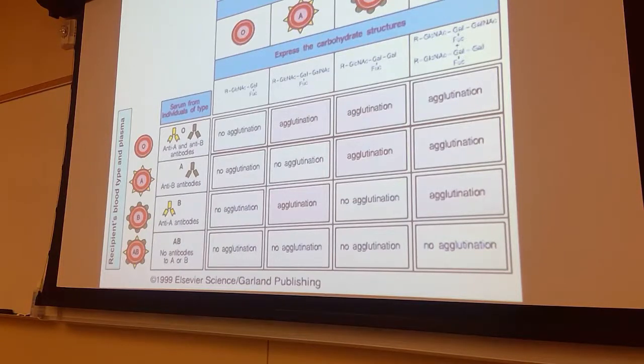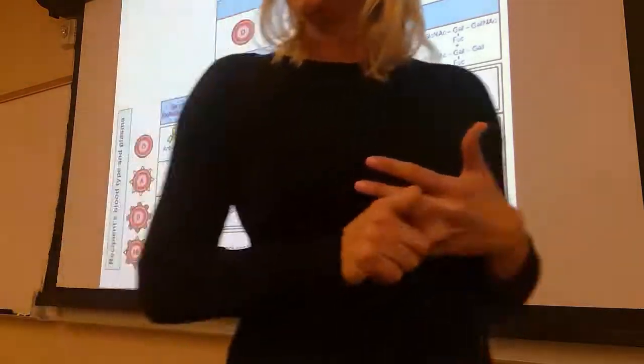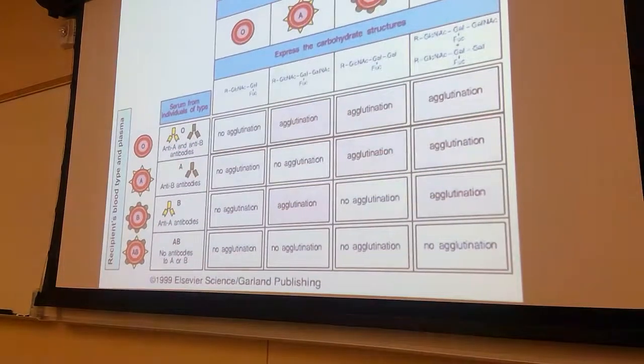B positive people can get B positive, B negative, O positive, O negative. AB positive people can get any blood type. If you're negative, you can only receive negative blood. You cannot receive positive blood. Why? You would be making an antibody against Rh factor, right? Don't give them anything their antibody would recognize.